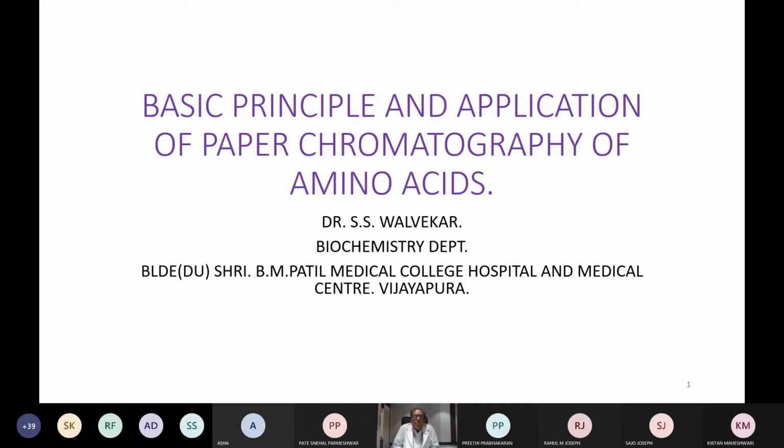In chromatography, there are separate methods or technologies, called paper chromatography, gel chromatography, gas chromatography, and nowadays a very advanced technique has come, that is high performance liquid chromatography. So we are just introducing paper chromatography to you, and you will come to know how this will be used.